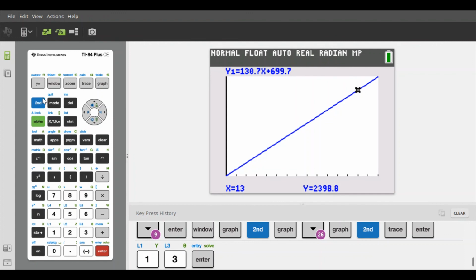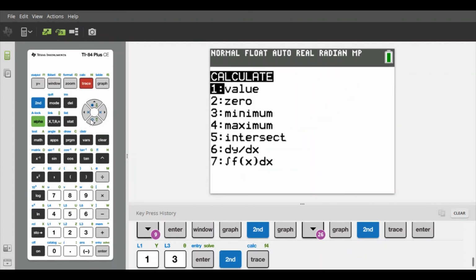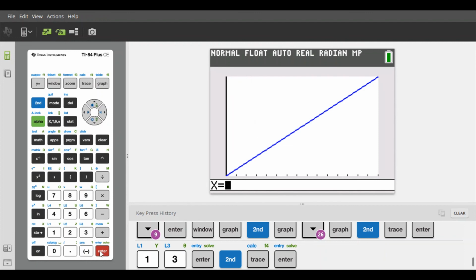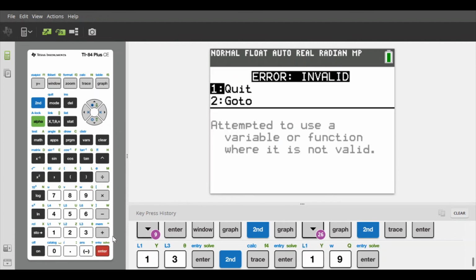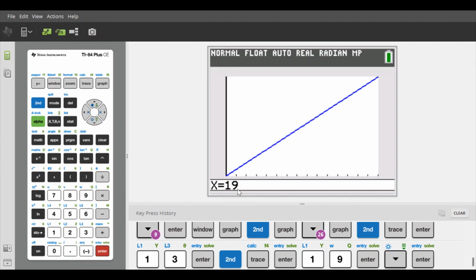If you happen to do this same thing, though, for x equals 19, you might encounter this error. So I typed in 19, and it says error invalid. It's invalid at this x value of 19. The reason it's invalid is because you chose your x to only go from 0 to 15 on your axis. So if you want to figure out what y is when x is 19, you're going to have to include 19 in your graph.